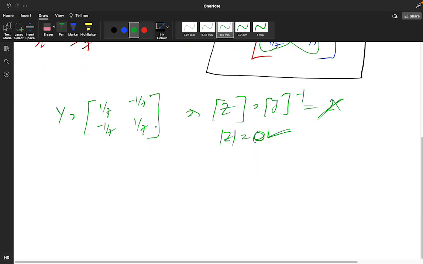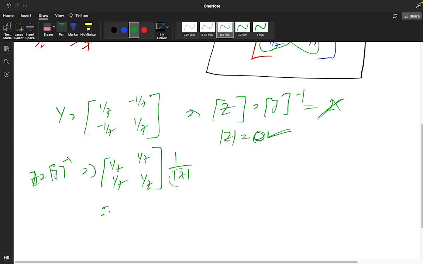Y parameter means you are doing the inverse, so z is equal to y inverse. The inverse matrix is 1 by z only, divided by the determinant of z. So it is 0, and it is coming like infinity. So we cannot find the y parameter in this circuit.